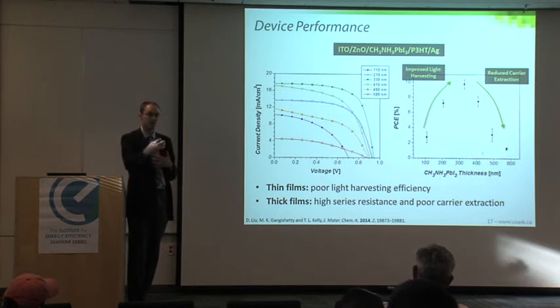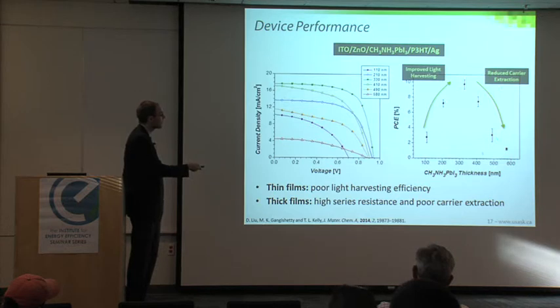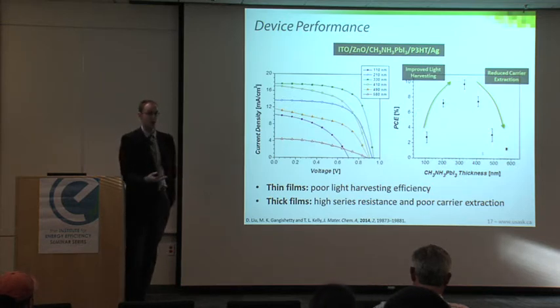They're not efficiently extracted from the device, and they recombine. And so your currents start to go down, as does your fill factor. And so we're really, in these films, dancing on the edge of a knife. So if you go too far one way, you're not absorbing enough light. If you go too far the other way, you're not extracting enough of the carriers.